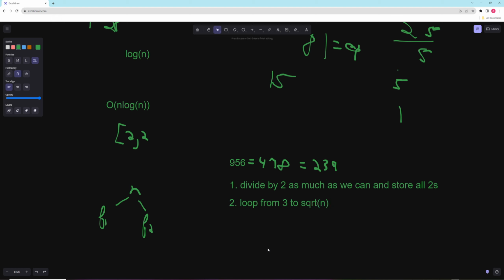And this is going to be up to root n. And if root n is like 4.5 or something, you can just loop up to this. Like, this is going to be basically the same. So we'll loop up to this, and we'll check only odd values.